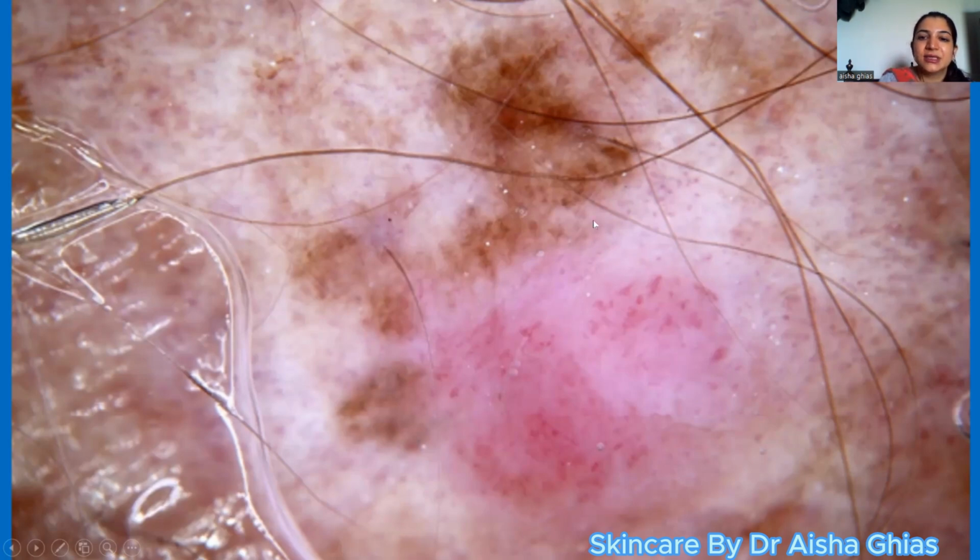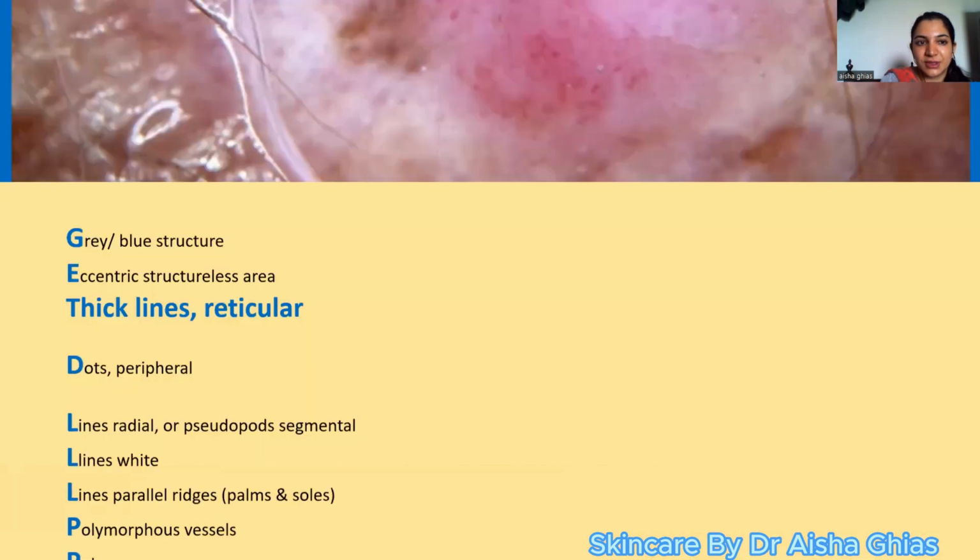And this is very much diagnostic. This is very much significant for malignant lesions. So what does this denote actually? Histologically, the eccentric structureless area denotes regression and fibrosis. And regression and fibrosis, along with the presence of structures elsewhere, denotes malignancy. It's a malignant process, so you really need to take biopsies for that.